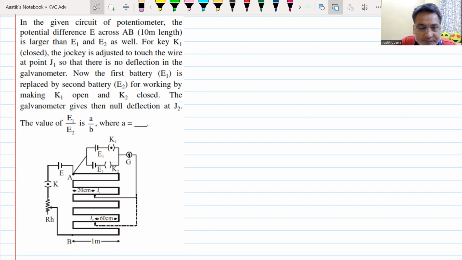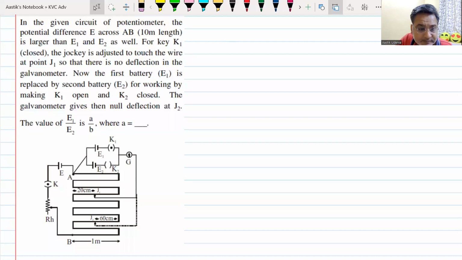For key 1 closed, the jockey is adjusted so that when it touches the wire, there is no deflection in the galvanometer. Now the first battery E1 is replaced by second battery E2. The galvanometer shows null deflection at Z2. What is the ratio of A by B?